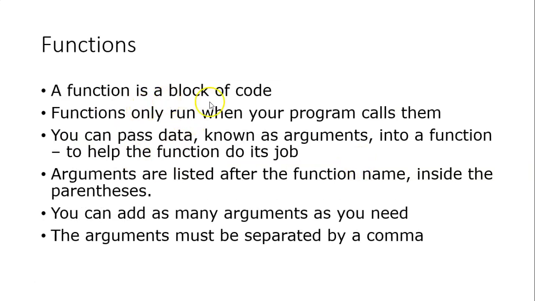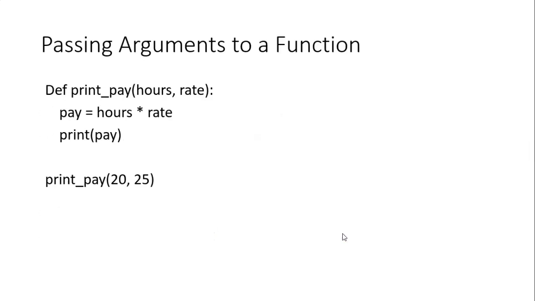So a function is a block of code. It only runs when your program calls it, and you can pass data known as arguments into that function to help it do its work. The arguments are listed after the function name, included inside the parentheses, and you can add as many arguments as you need to help that function do its job. But those arguments must be separated by a comma. Here's an example of that.